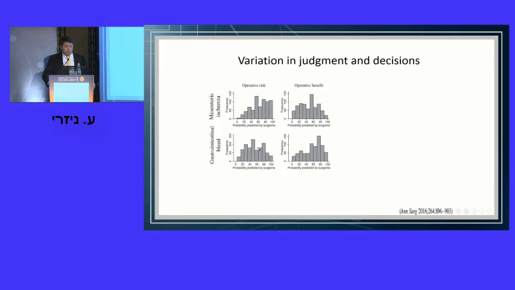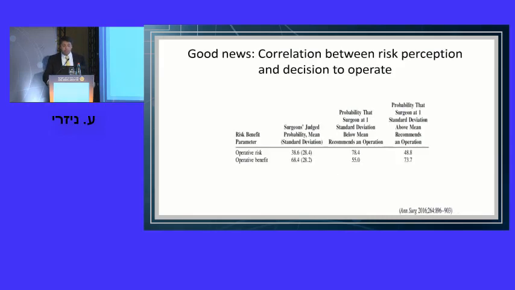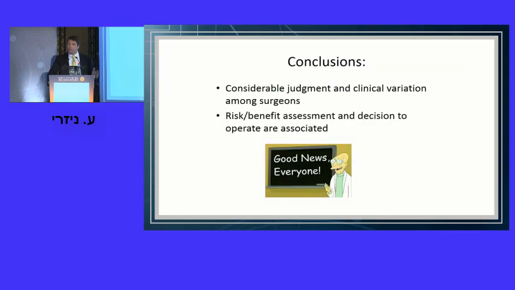And when you look at the decision to operate, again, you see a large variability. There are some surgeons that will operate, and there are some surgeons that are very unlikely to operate. What's important, and the good news, is that there's a correlation between the judgment and estimation of risk and the decision to operate. Meaning that if a surgeon estimates the risk of the operation below the mean, he would tend to recommend operative management. Whereas if a surgeon estimates the risk to be higher, he would not recommend an operation. So this is the good news: there is a correlation between our judgment and our recommendation.